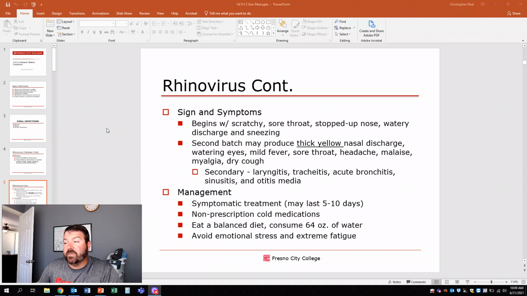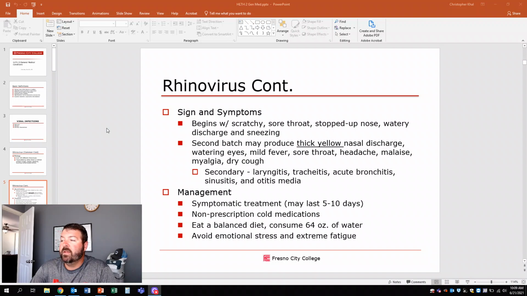Let's see, signs and symptoms. Okay, so begin with a scratchy sore throat. Okay, stopped up nose, watery discharge, sneezing. You can also produce some thick yellow nasal discharge. Okay, from your nose usually. Usually, that indicates some kind of infection in a way. All your nasal discharge should be clear. It doesn't mean like you're going to die or have COVID or anything like that. It just means that you have some kind of rhinovirus or cold.